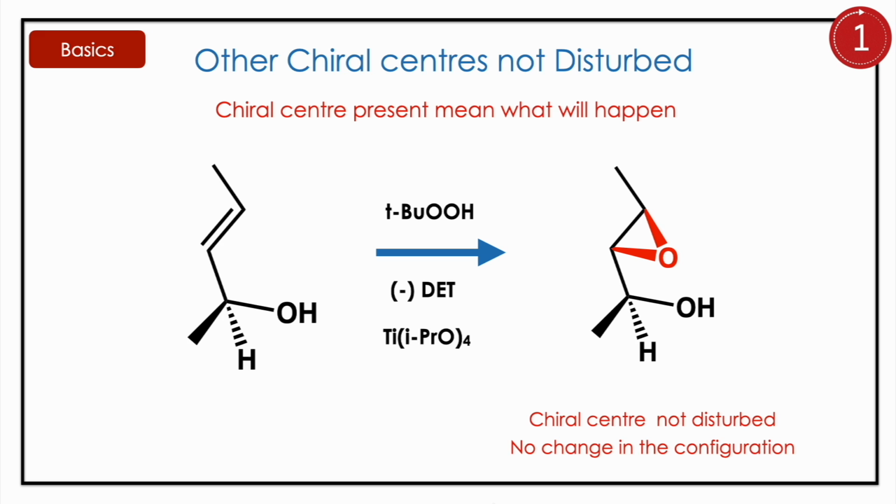Then the interesting basic: what will happen if there is any other chiral center in the reaction? Since the reaction involves so much stereochemistry, there can be a doubt that other chiral centers also affect the final product. But other chiral centers are not disturbed. No change in the configuration happens. Only epoxidation happens diastereoselectively. The final product is the epoxide according to DET and alcohol position. So retention of configuration happens without any change in the chiral center.